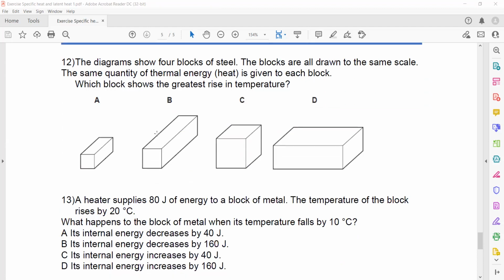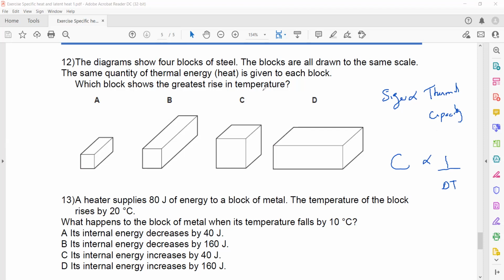The diagram shows 4 blocks of steel. The blocks are all drawn to the same scale, and the same amount of energy is supplied. Which block shows the greatest rise in temperature? A is a small block, so it cannot absorb too much energy. So it will show a greater change in temperature. The size and thermal capacity are directly proportional. If an object has a greater size, it will have a high thermal capacity.